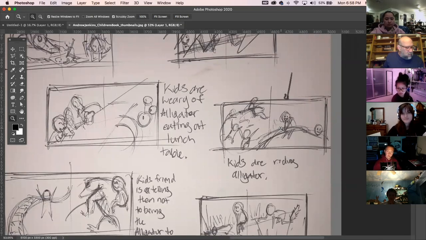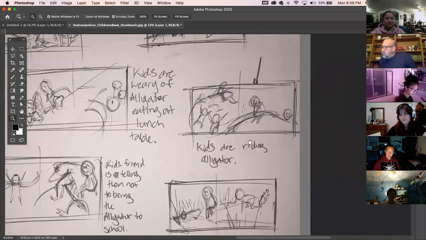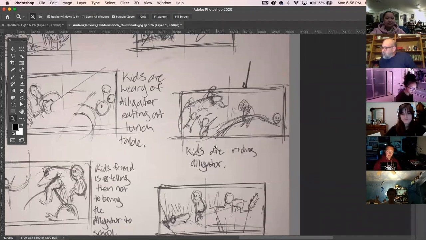And then the one to the right of that, I have kids that are just riding the alligator. The alligator is swooping across the page, and I have kids hanging off its tail and on its back, climbing on it. Kind of like I've seen kids do on a farm with a horse. I thought it was really interesting. Fun image, but now again, you have to bring in that subtext of why it's not a good thing. Does that make sense?